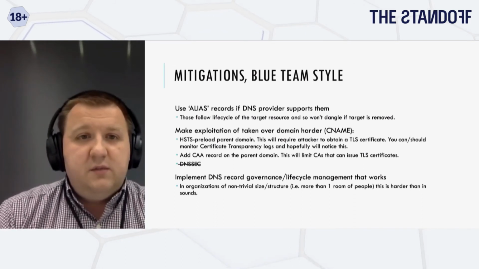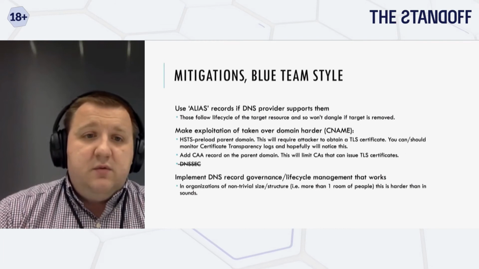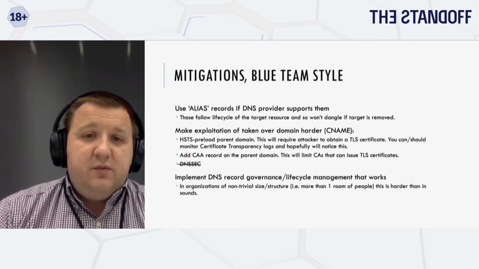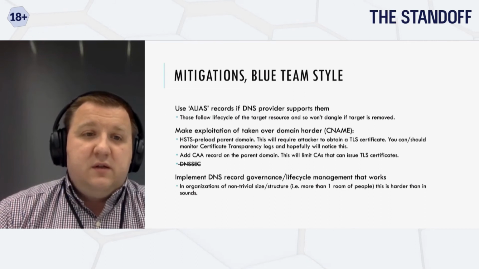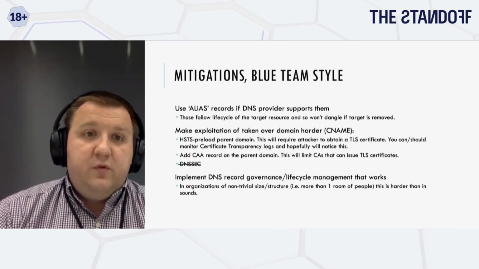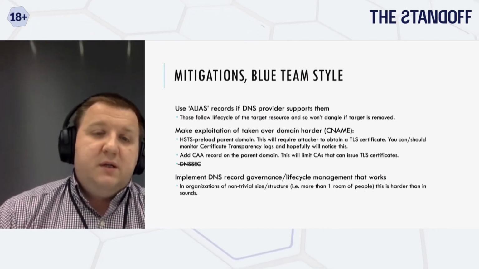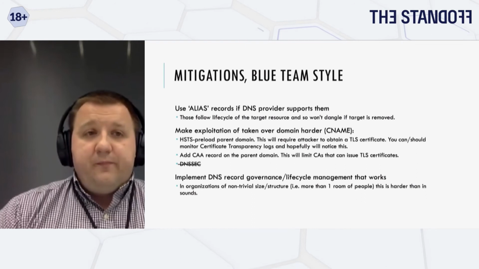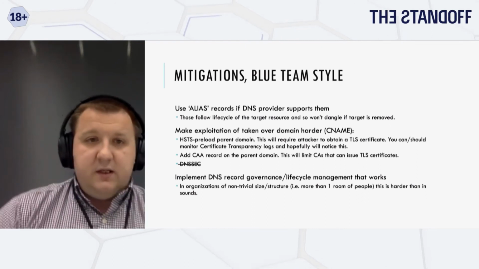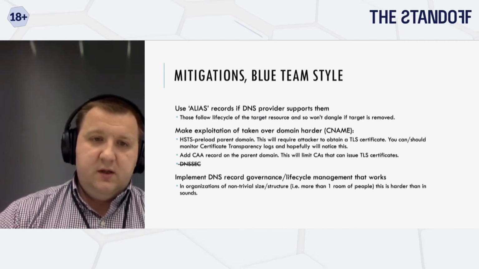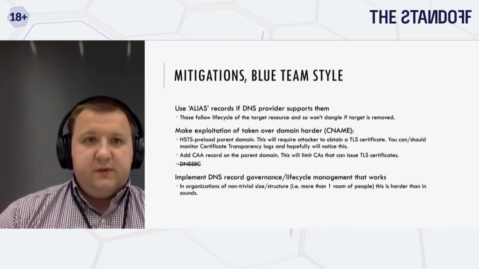As regards potential mitigations, I am proposing two ways to do it. On the blue team side, the list of things we can do in order to avoid it is here. If alias records are supported by a DNS provider, use them. What is an alias type record? An alias record will automatically control the time of life or the life cycle of a DNS record.